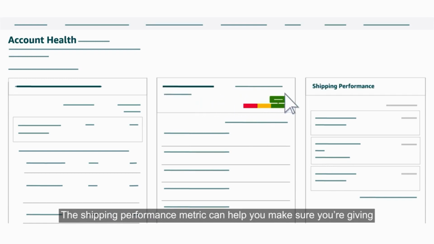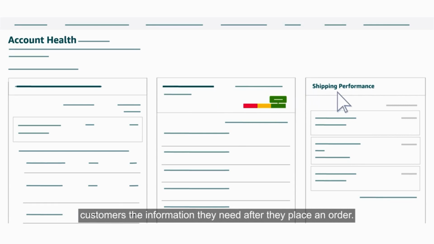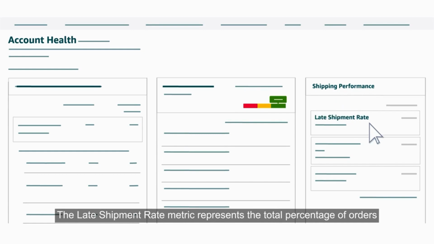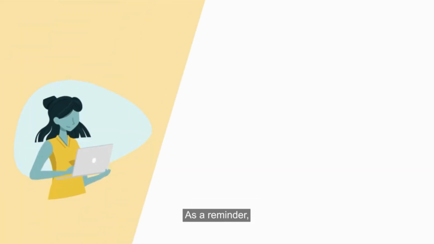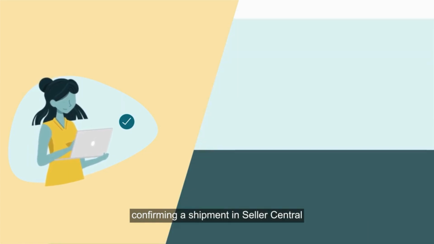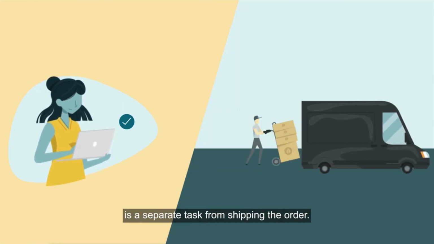The shipping performance metric can help you make sure you're giving customers the information they need after they place an order. The late shipment rate metric represents the total percentage of orders that you confirmed after the order's expected shipping date. As a reminder, confirming a shipment in Seller Central is a separate task from shipping the order.